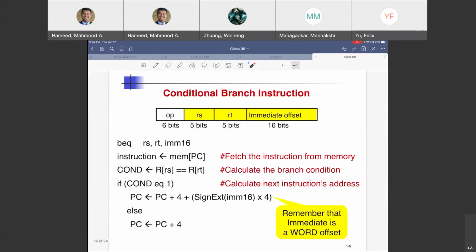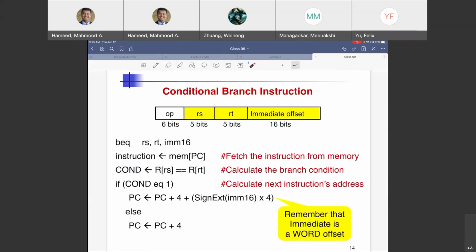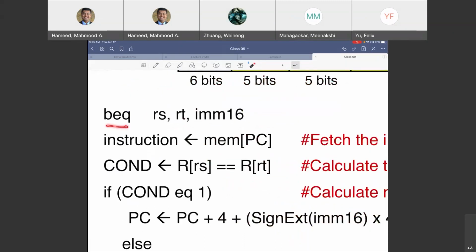All right, conditional branch. This is what? Branch when equal or branch when not equal. 6 bits for opcode, RS, RT, followed by 16-bit immediate. In this case, what is it? This is your offset, right? Offset relative to PC. Format of the instruction, branch when equal, RS, RT, 16 bits.